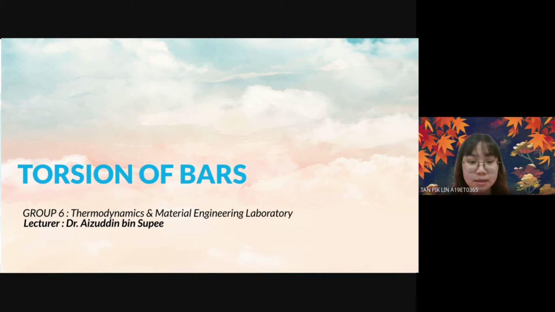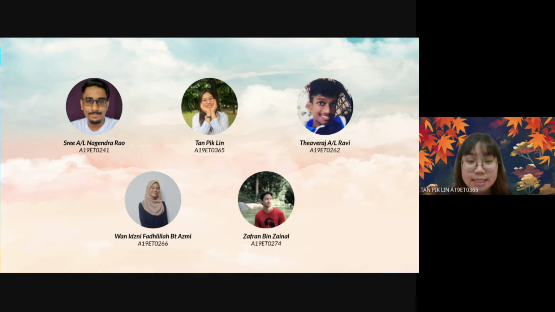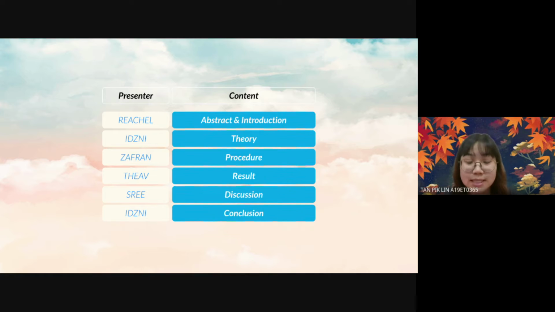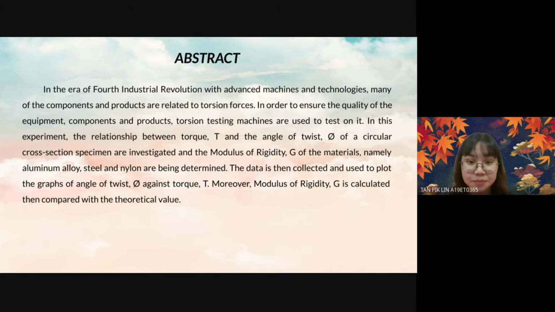So I will be explaining about this torsion of bar experiment 6. This is our group member. We have Sri, me, Pik Ling, Dave, and also Zafran. So this is the content for this experiment. We will be talking about the abstract and introduction, and then Izzy will explain the theory. Zafran will talk about the procedure. Dave will talk about the result, and Sri will talk about the discussion. And at last, Dave will talk about the conclusion.